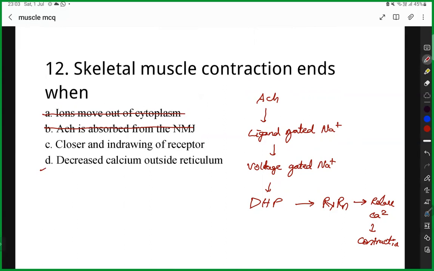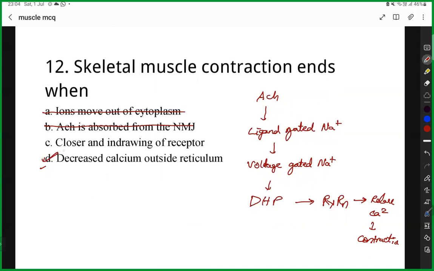When there is a decrease in the calcium outside your sarcoplasmic reticulum, automatically the entire skeletal excitation process is going to stop, because calcium is necessary for activating TROP-C. TROP-C activates TROP-I. TROP-I activates your TROP-T, and TROP-T removes your tropomyosin. Only when the tropomyosin covering is removed will skeletal muscle contraction happen. Here that will not happen. So this can be the option.